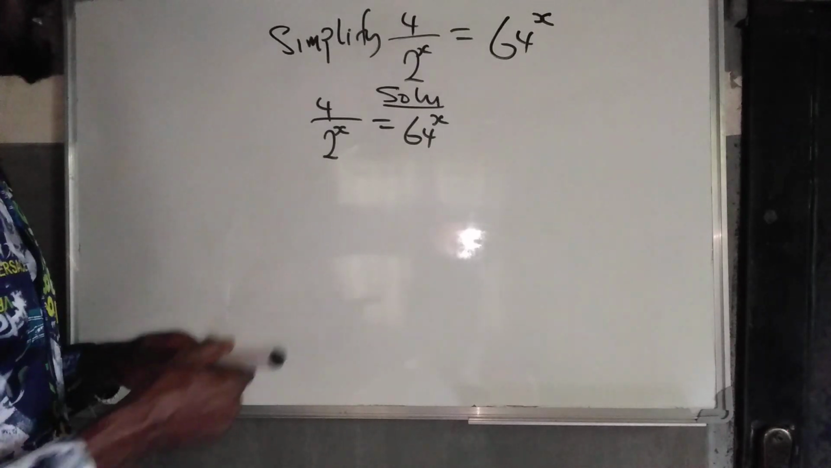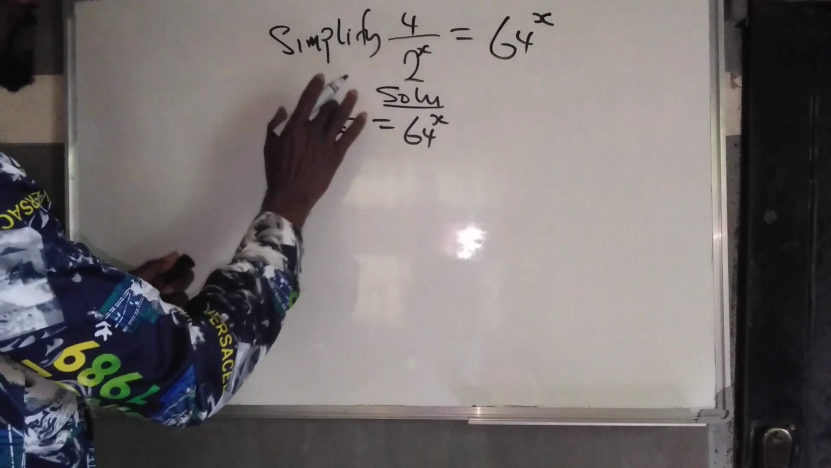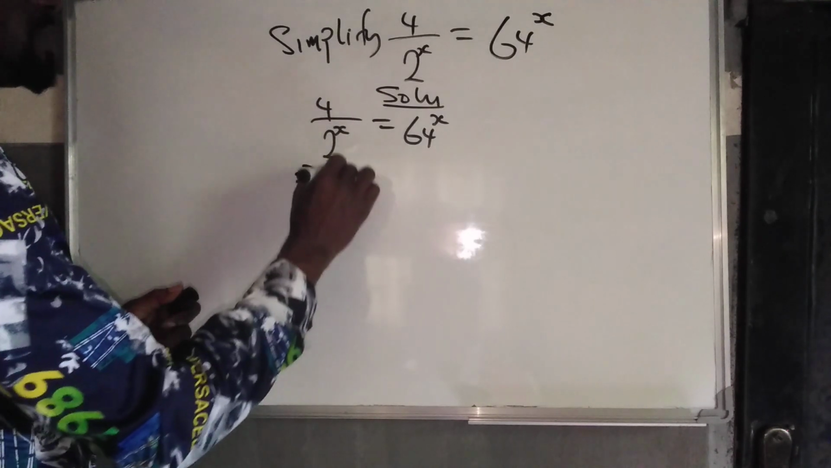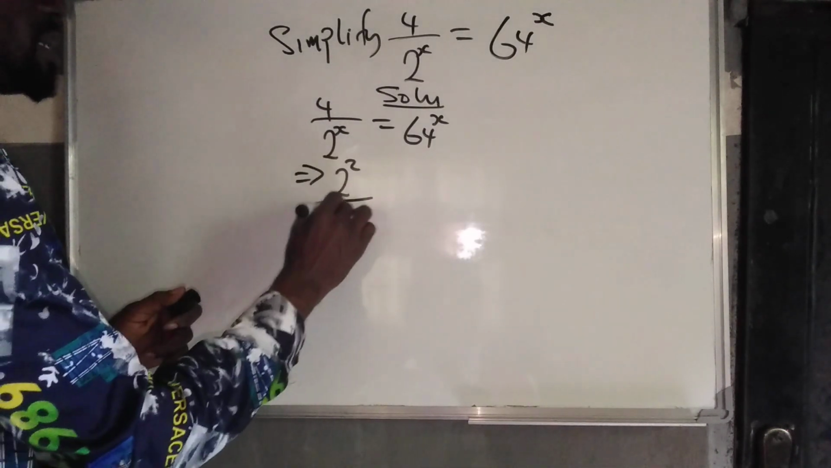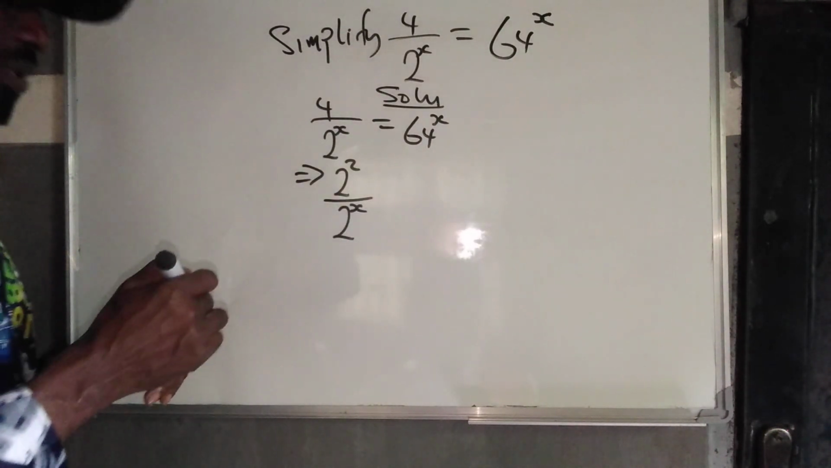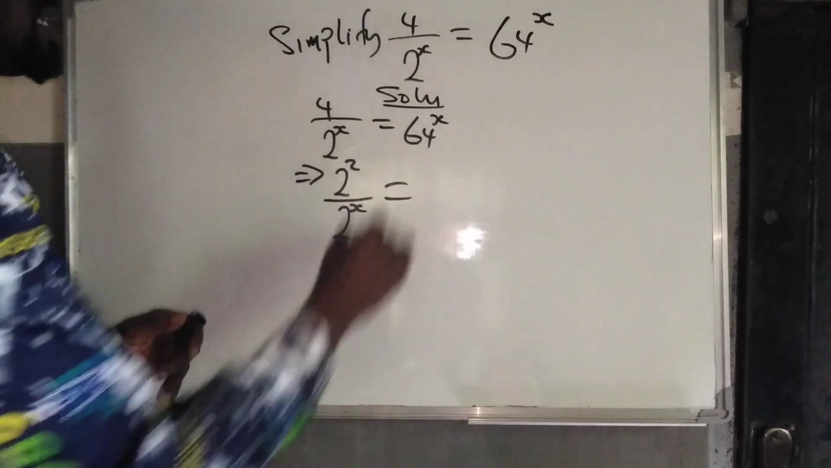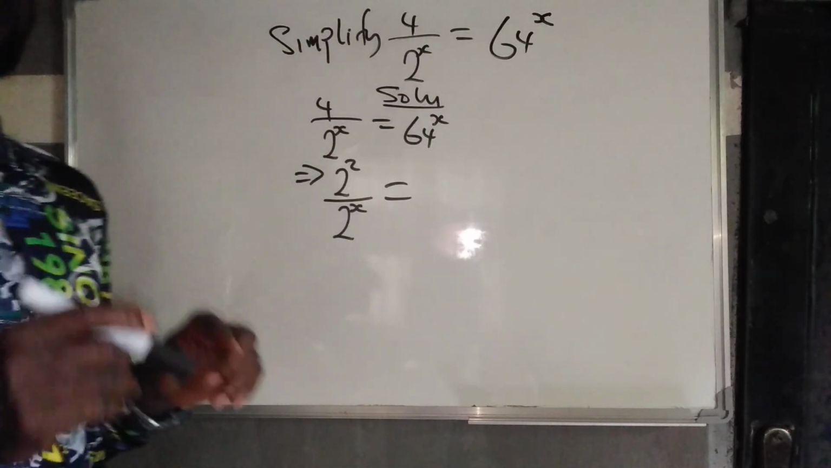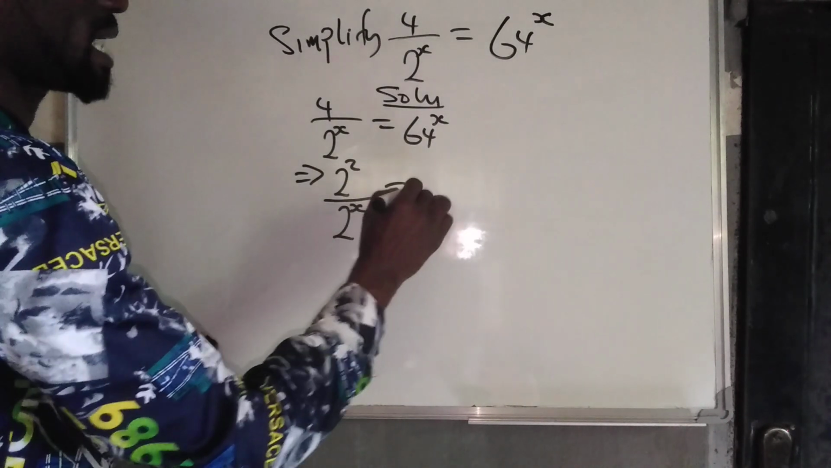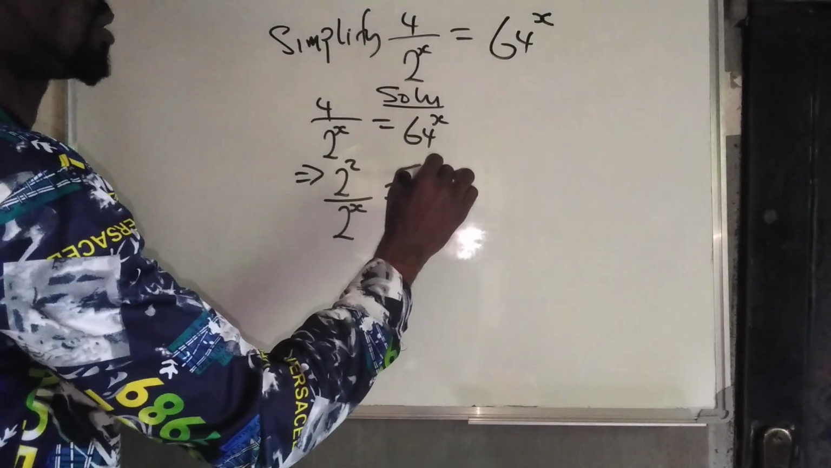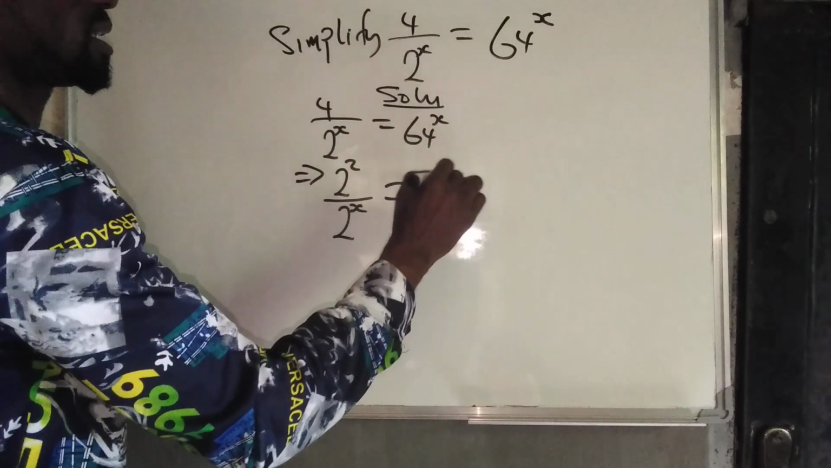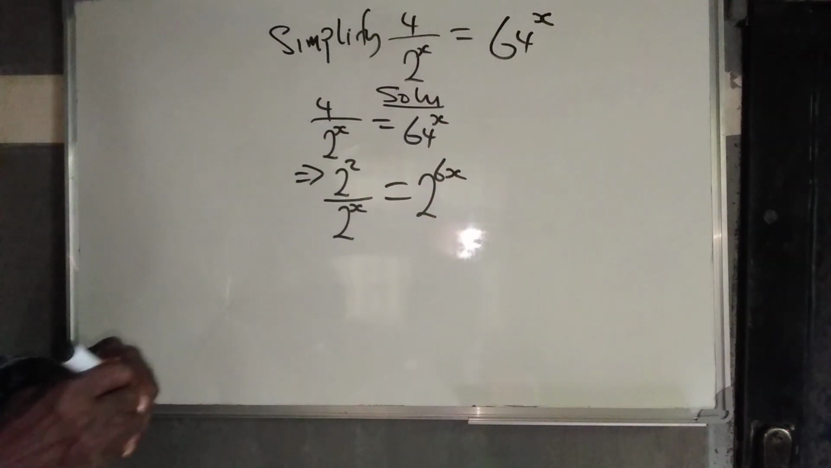So what we do at this point is to make sure the 4 up here is the same thing as 2 raised to the power of 2, and the 2 down is 2 raised to the power of x. Now the same thing happens to 64. Change it to base and index, and of course if you do that, it's going to be 2 raised to the power of 6. By multiplying it by this original power, which is x, you have 2 raised to the power of 6x.